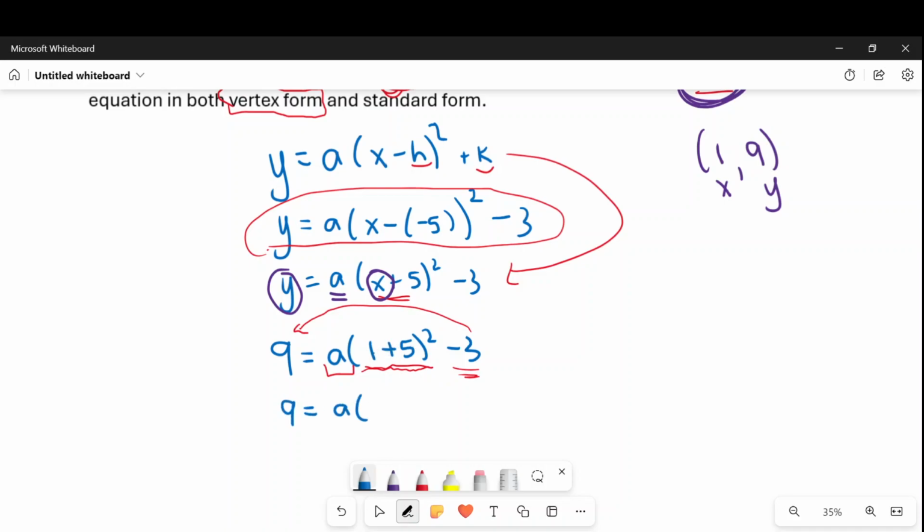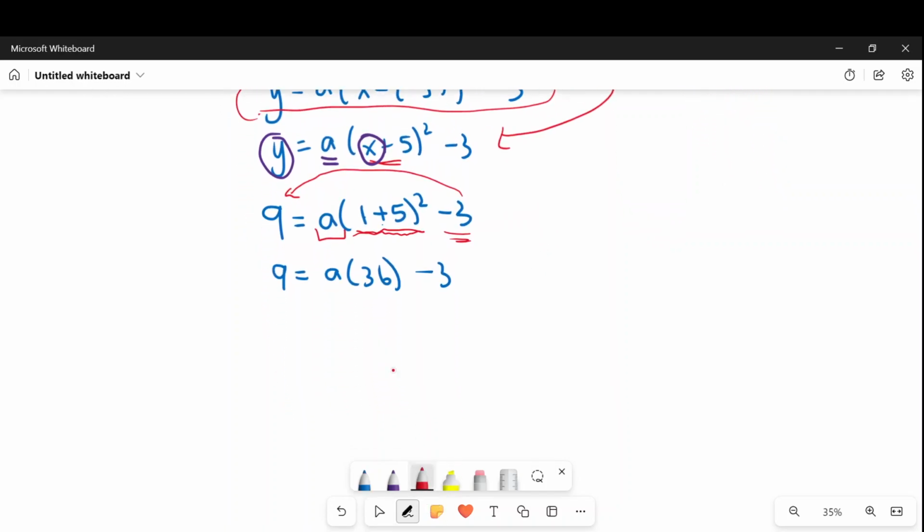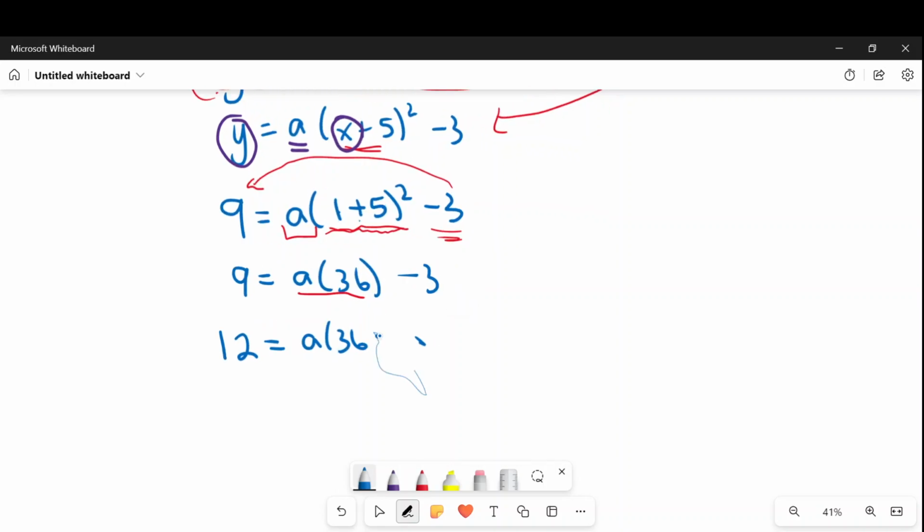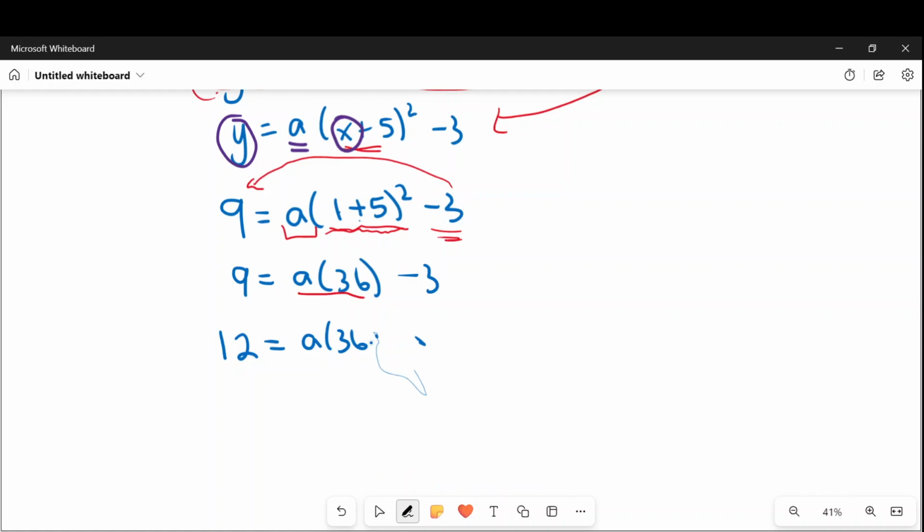So I have 1 plus 5 in a bracket. Well, 1 plus 5 is 6, and then that bracket is squared, so 6 squared is 36. So now I can see that what I have is a times 36 minus 3. Well, I want to get rid of -3, so I'm going to add 3 to both sides. So that gives me 12 equals a times 36. And then I have just to isolate a. So if I'm multiplying by 36, I want to divide by 36. So on both sides, I divide by 36.